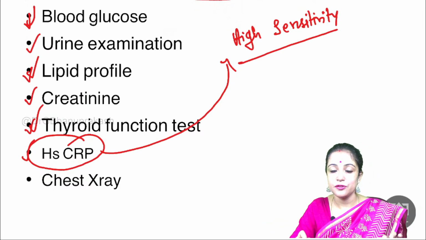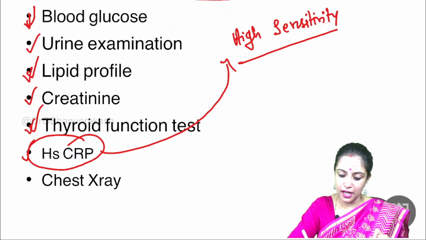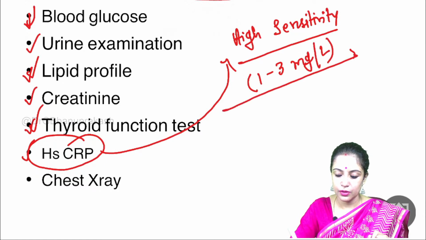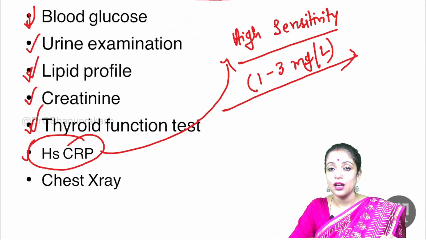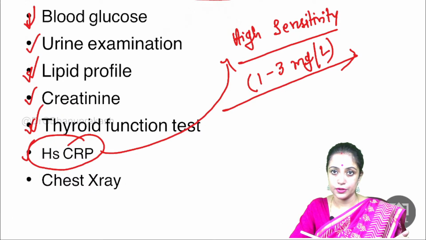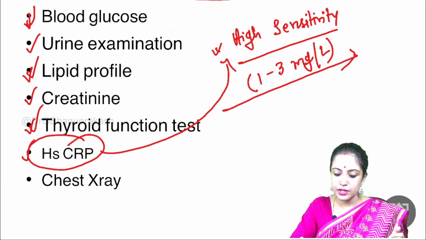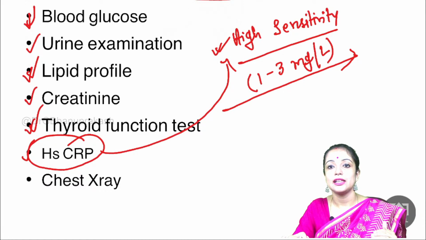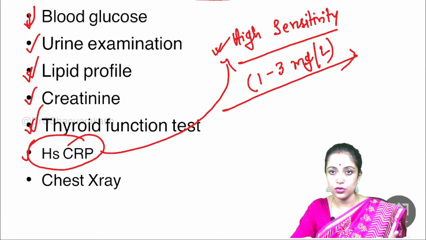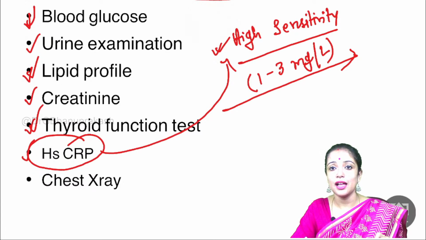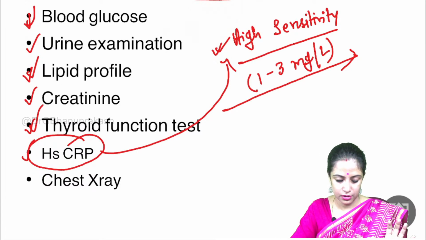If high sensitivity C-reactive protein, HSCRP, is elevated and its level is 1 to 3 milligram per liter, then it gives a high likelihood of CAD in the particular patient. So this we can do to find out if there is high likelihood of development of heart disease or coronary artery disease in a particular patient or not. It is helpful for treatment monitoring also.